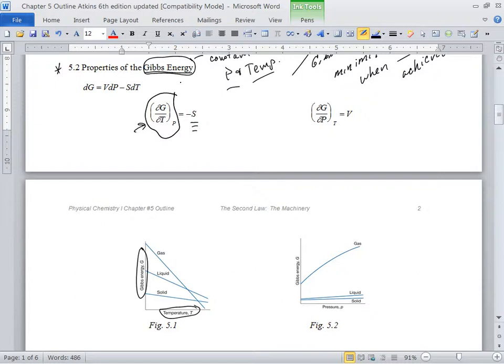And why are all these slopes negative? Because as temperature increases, entropy is getting bigger. That means entropy is going to be positive or negative? Positive. So you'd think they'd all be going straight up, but it's negative S, that's why.